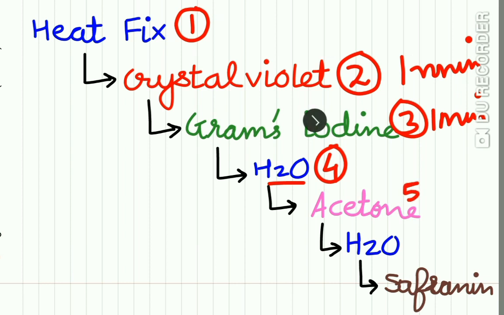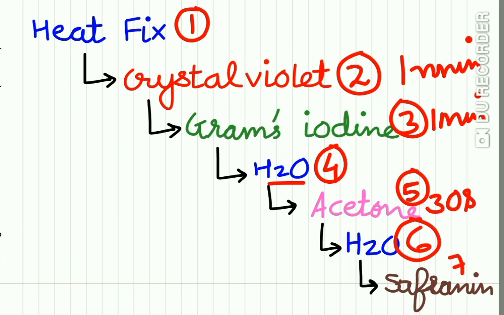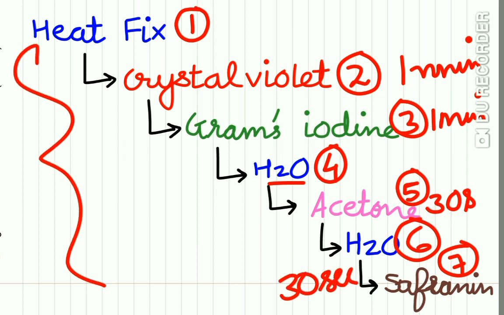Then comes the fifth step, that is washing with acetone for about 30 seconds. Then again washing with water. And the last step is counter staining with safranine again for 30 seconds. So this is the summary of gram staining.